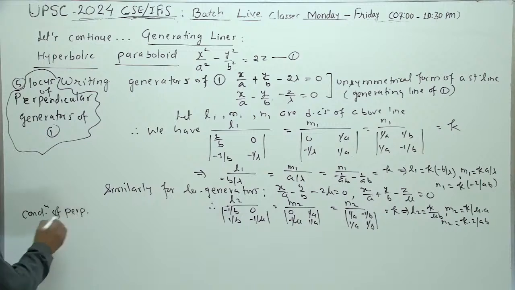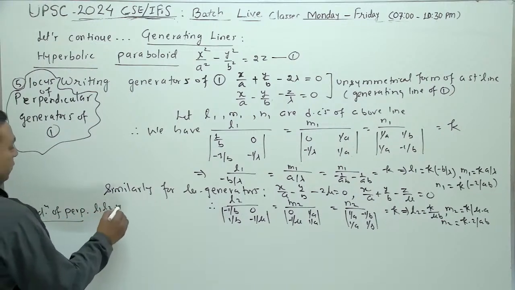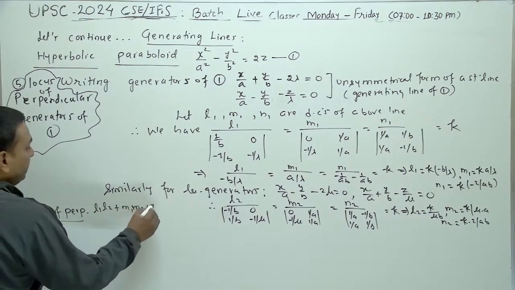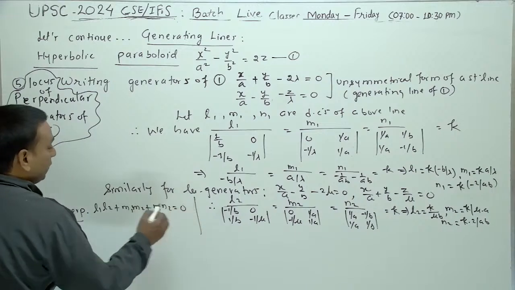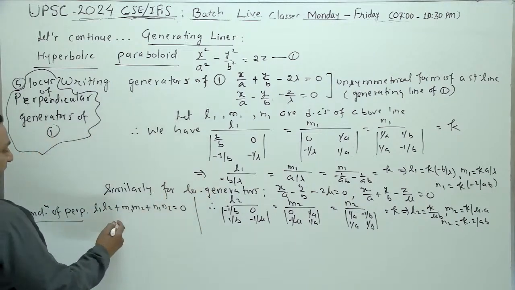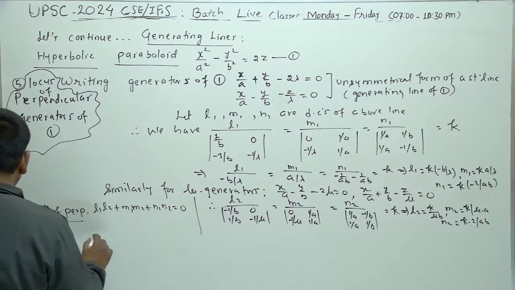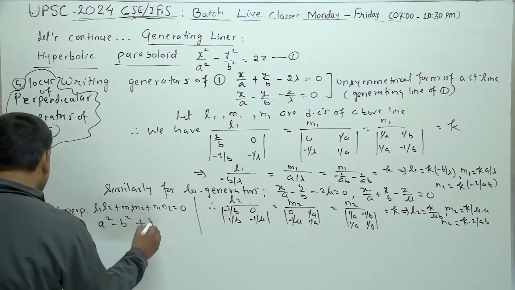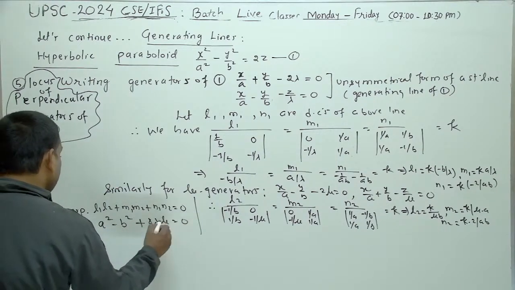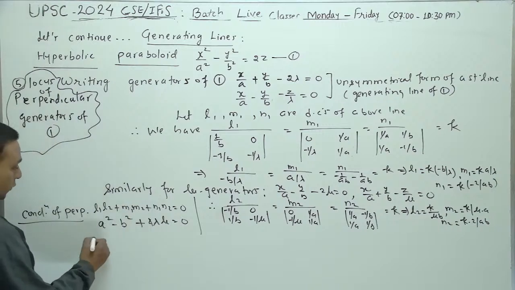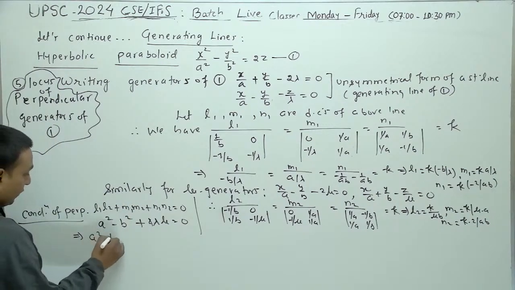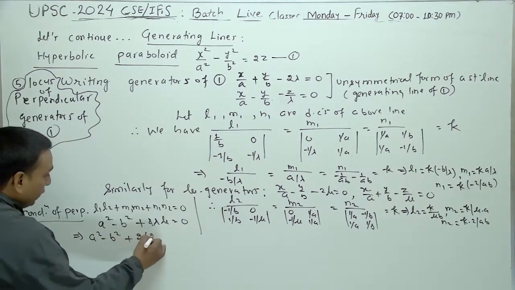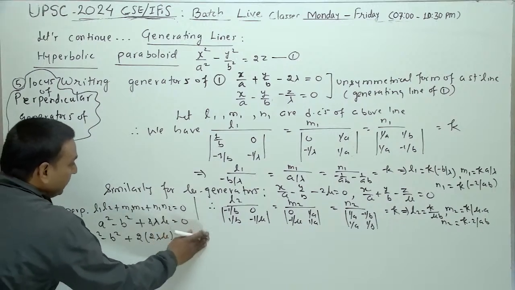Condition of perpendicular: L1 L2 plus M1 M2 plus N1 N2 equals 0. So on using those values here, we are getting the result as a square minus b square plus 4 lambda mu equals 0. So if you observe, this is a very beautiful result which we are going to get.